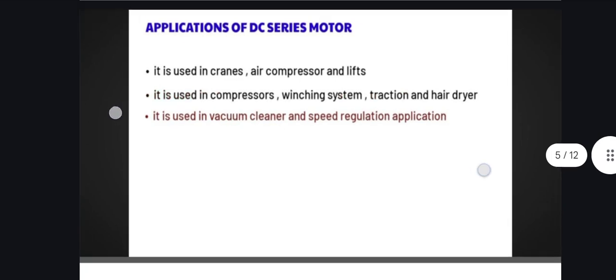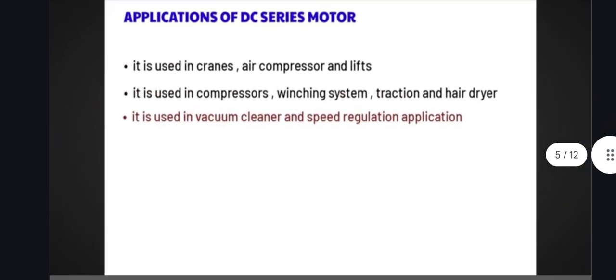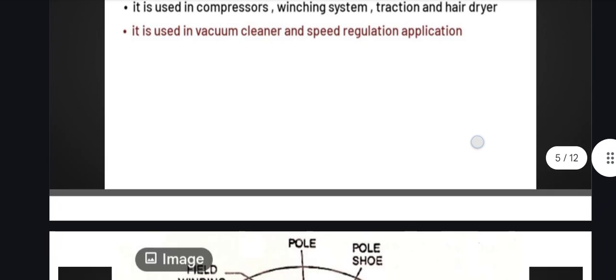Now let's see what are the applications of DC series motor. DC series motor is used in cranes, air compressors and lifts. It is also used in compressors, winching systems, traction and hair dryers. It is used in vacuum cleaners and speed regulation applications. There are multiple uses of DC series motor in day-to-day life.